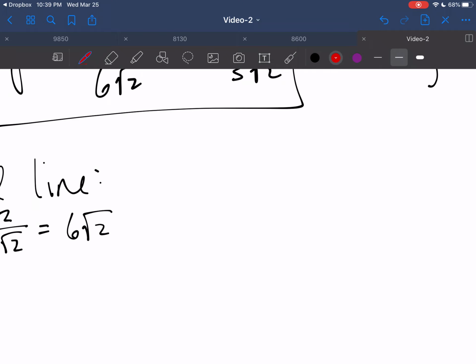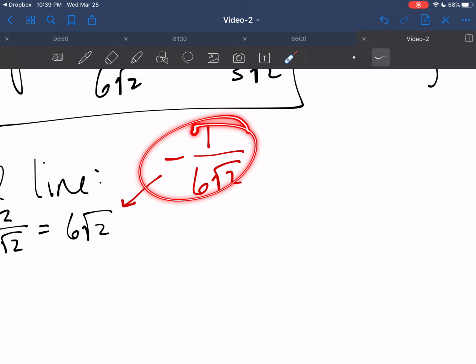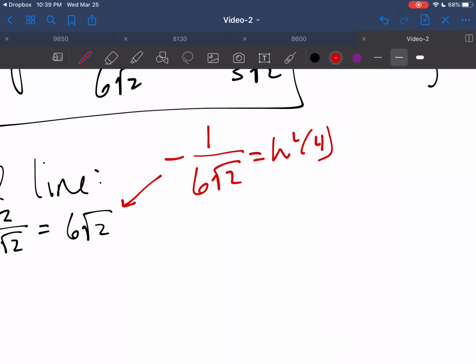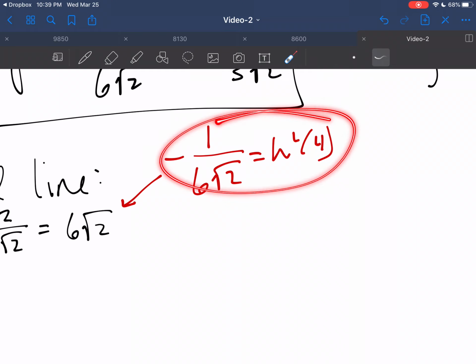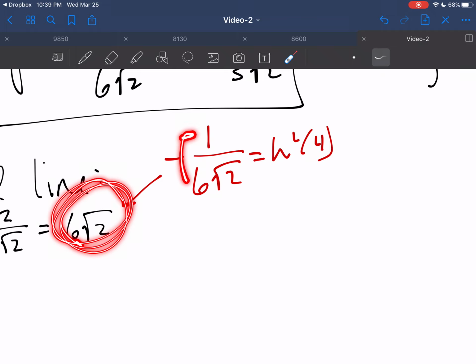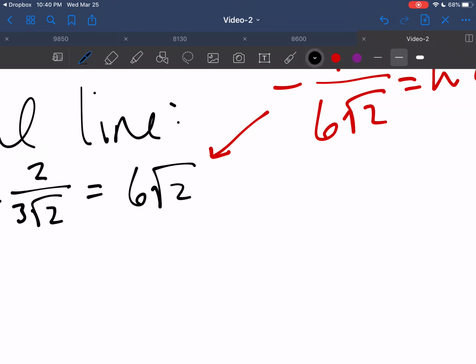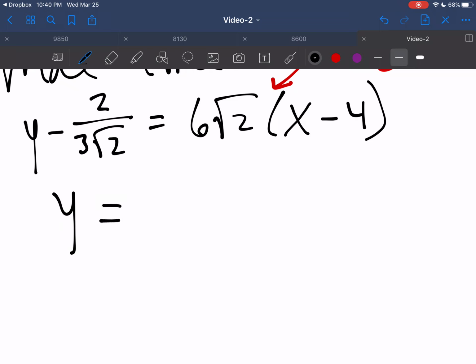So the 6 square root 2 is the negative reciprocal of this. Your derivative evaluated at that point, 4. Okay, so take whatever your derivative is evaluated at that point, negate it, so change the sign, and flip the fraction. And that's your slope for your normal line. Okay, the rest of that equation is the same though. And that gives us our equation for our normal line.